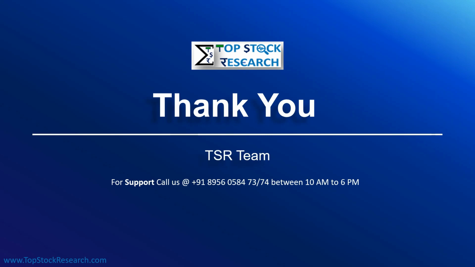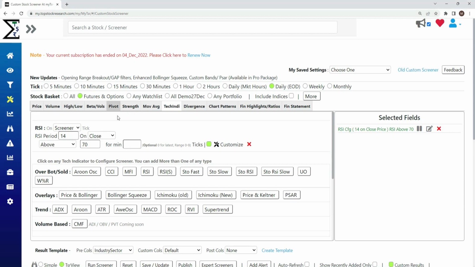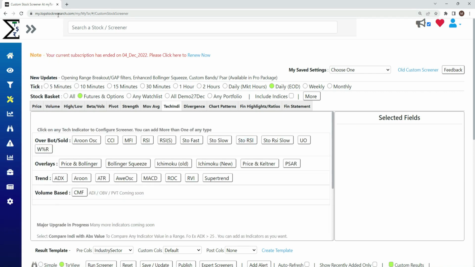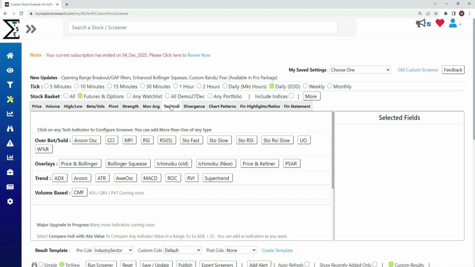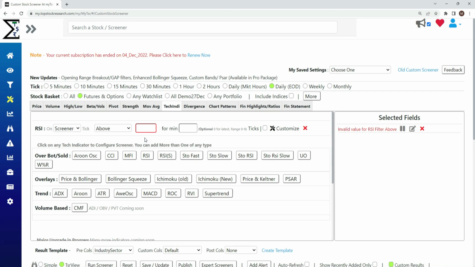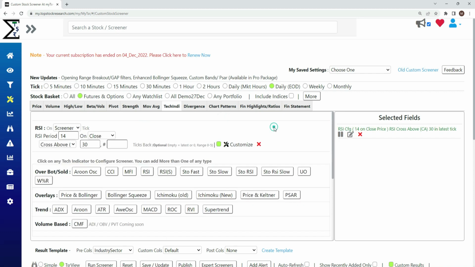Yes, you said RSI 5 and RSI 7 for day trader. How to set that? I just want to understand that setting. Sure. I'll start from scratch. Go to my.TopStockResearch. Go to custom screener, DIY screener. This is where you'll be. Select technical indicator. Go to RSI. Right now in RSI, you can have anything. Let's say crossing above 30, which we discussed as one of the key strategies today. Then go to the customize option, and over here you change it to 7.